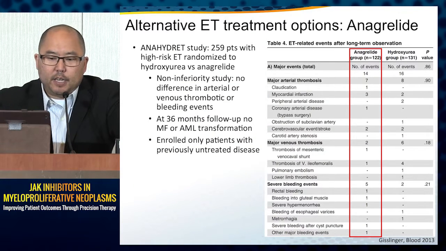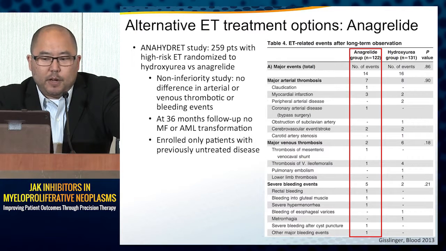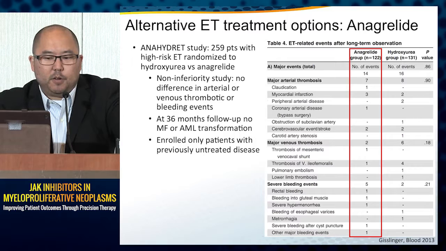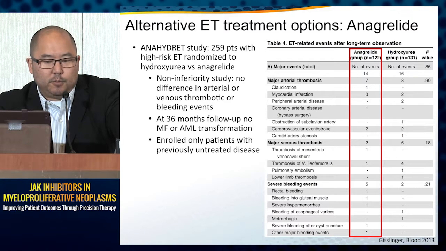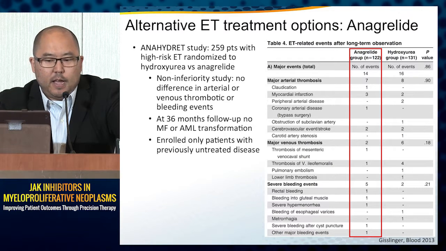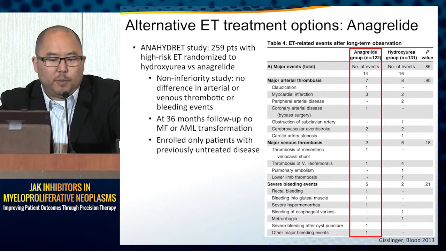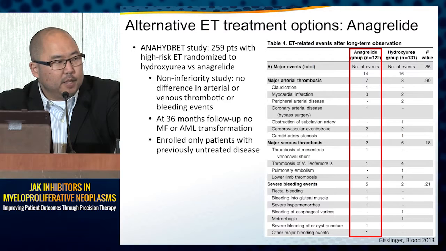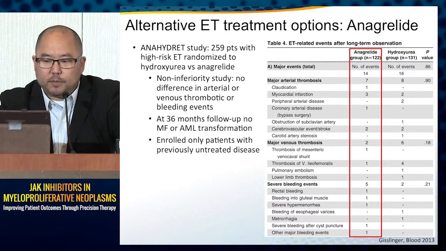In another study, the anhydrite study also compared hydroxyurea to anagrelide, and this study was a little bit different from the PT1 study. It was a non-inferiority study, so a little bit different in design, and there were 36 months of follow-up, and no patients had transformed to myelofibrosis or AML at that point. And that may be in part because the study enrolled only patients who had been previously untreated, so they were really early in their disease course.